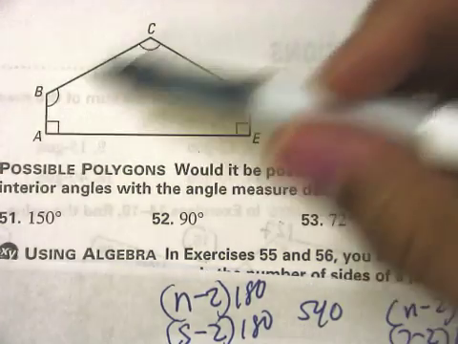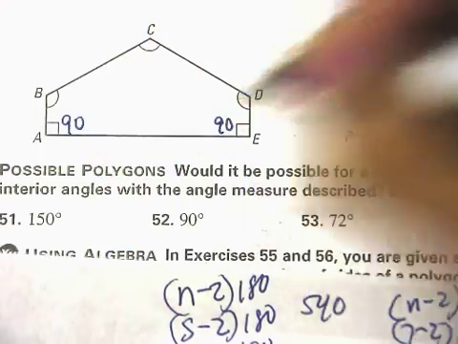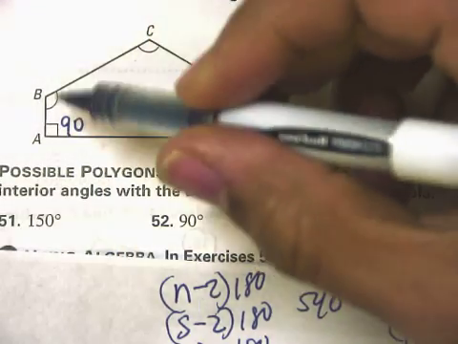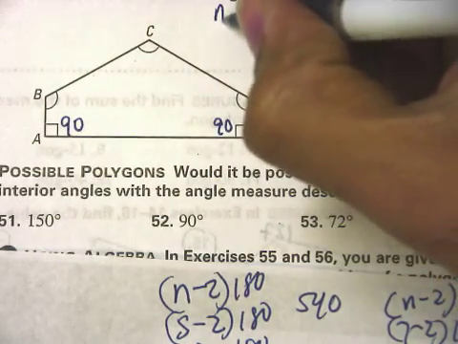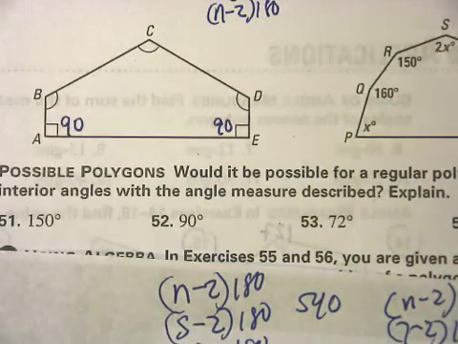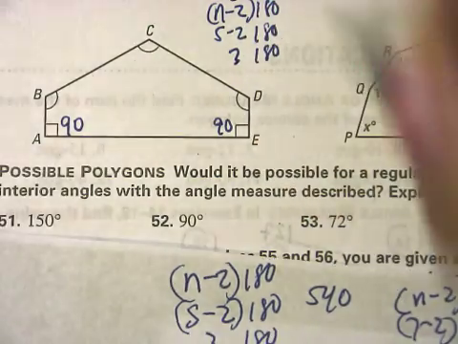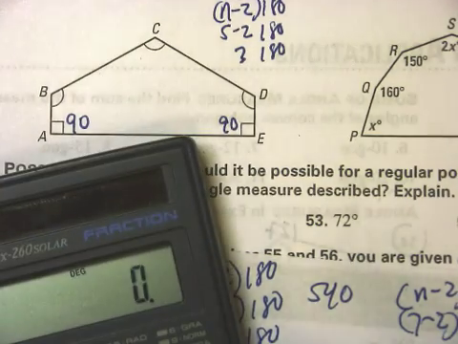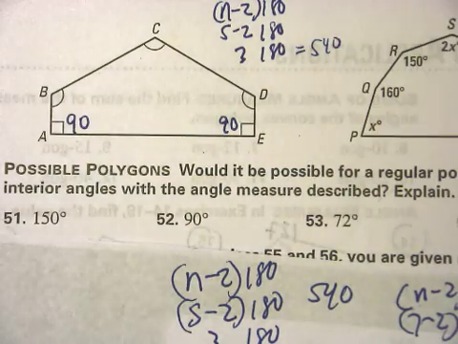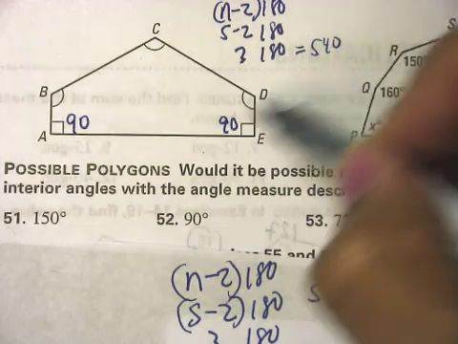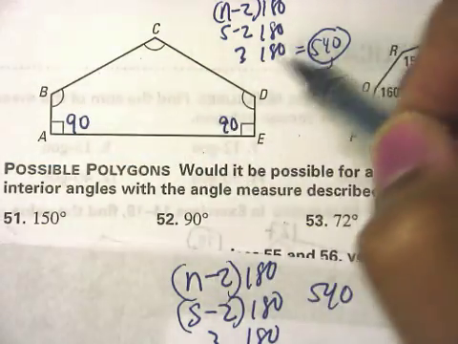Okay, over here we have a pentagon, and they want us to find the measure of each of these angles. Well, first of all, I know that these are 90, and I know that these are 90. And then I can also know how many degrees there are inside of a pentagon by using my formula, which is n minus 2 times 180, which is 5 minus 2 times 180, which is 3 times 180. And 3 times 180 tells me that in a pentagon I have 540 degrees.